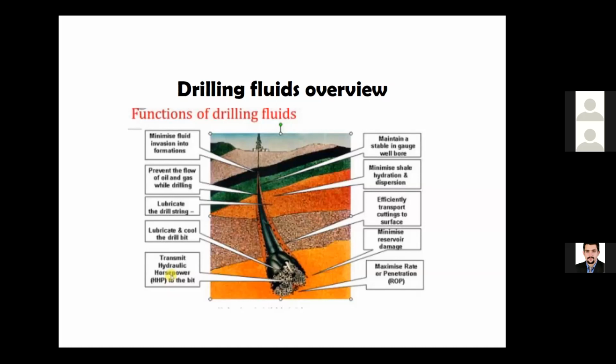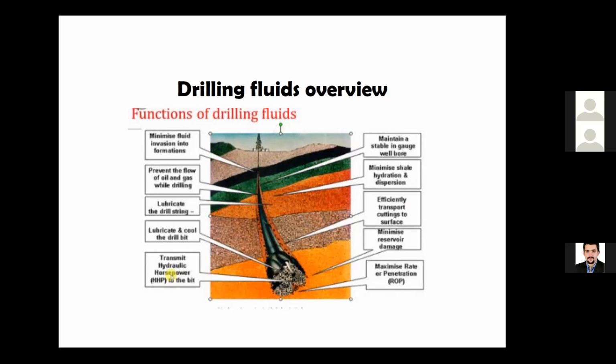Function number 2, prevent the flow of oil and gas while drilling. The flow of oil and gas while drilling mainly depends on the pressure exerted by the drilling fluid column. If the fluid is heavy enough, meaning it has enough density, it will compensate the pressure of the oil and gas flow. So we are safe and the well is in control.